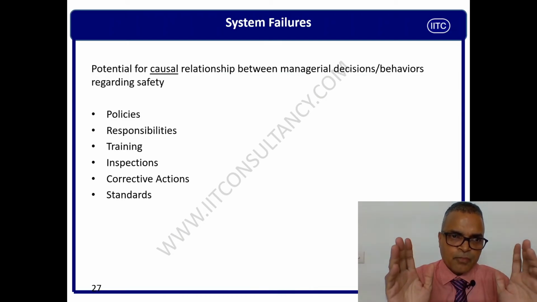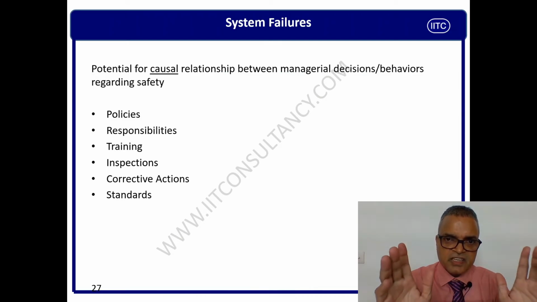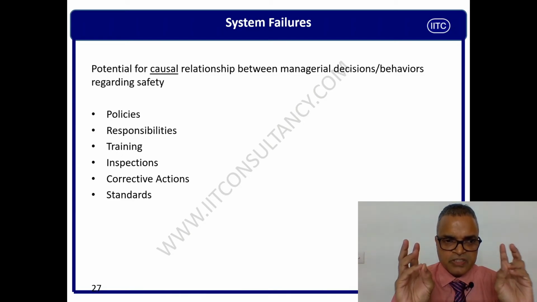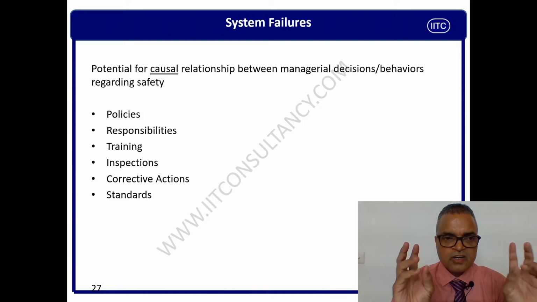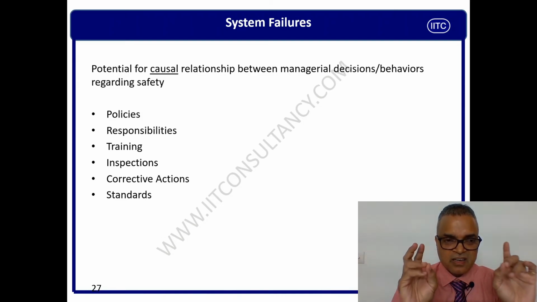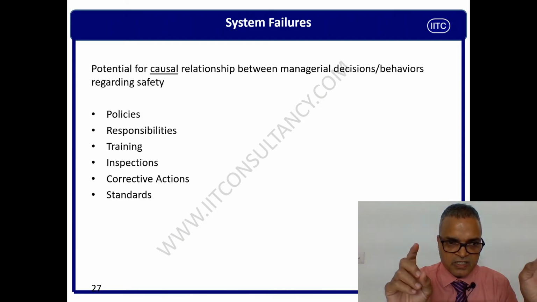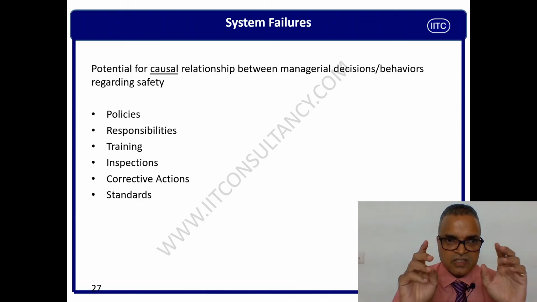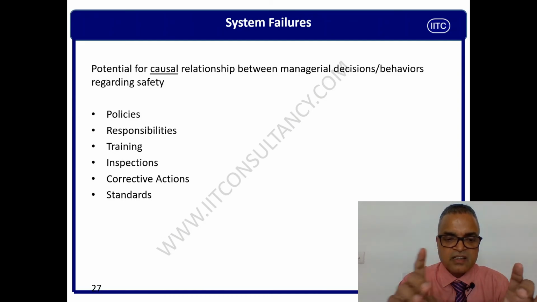Guys, system failure: potential for a causal relationship between managerial decisions or behavior regarding safety. Policies are not designed as per expectation. There are responsibilities which are not envisaged. There is poor training, lack of training, non-quality training, and training by an incompetent person. Inspections: no inspection, poor inspection, and a huge time gap between inspections. Corrective actions are not taken, and poor standards of work will also create system failure, and this system failure will create an accident which will result in property damage, injury, or both.